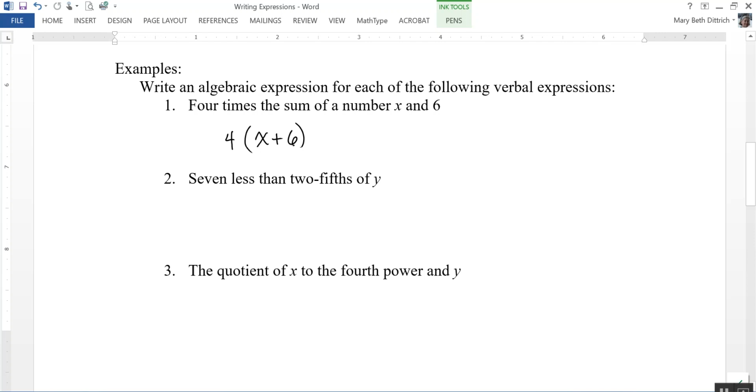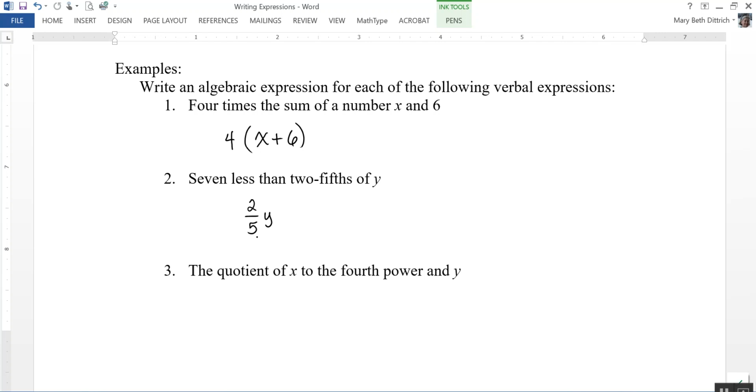7 less than 2/5 of y. Remember that this word of can mean multiplication. So 2/5 of y means 2/5 times y, and I'm going to write it like that. Make sure that when you're writing this that you put the y either in line with your fraction bar or put it in the numerator up on top. Don't put it in the denominator. That means something completely different. That would mean 2 divided by 5 times y.